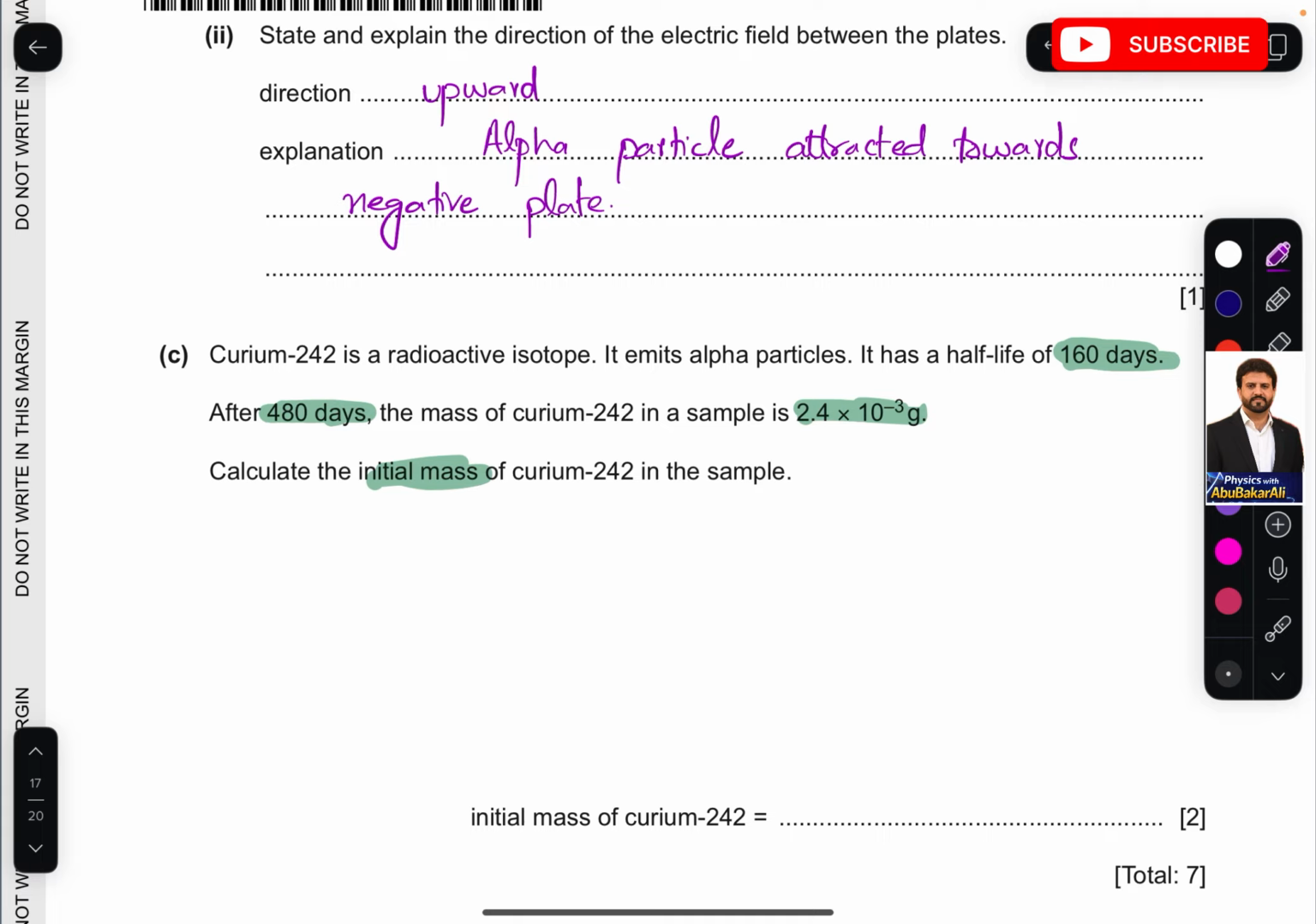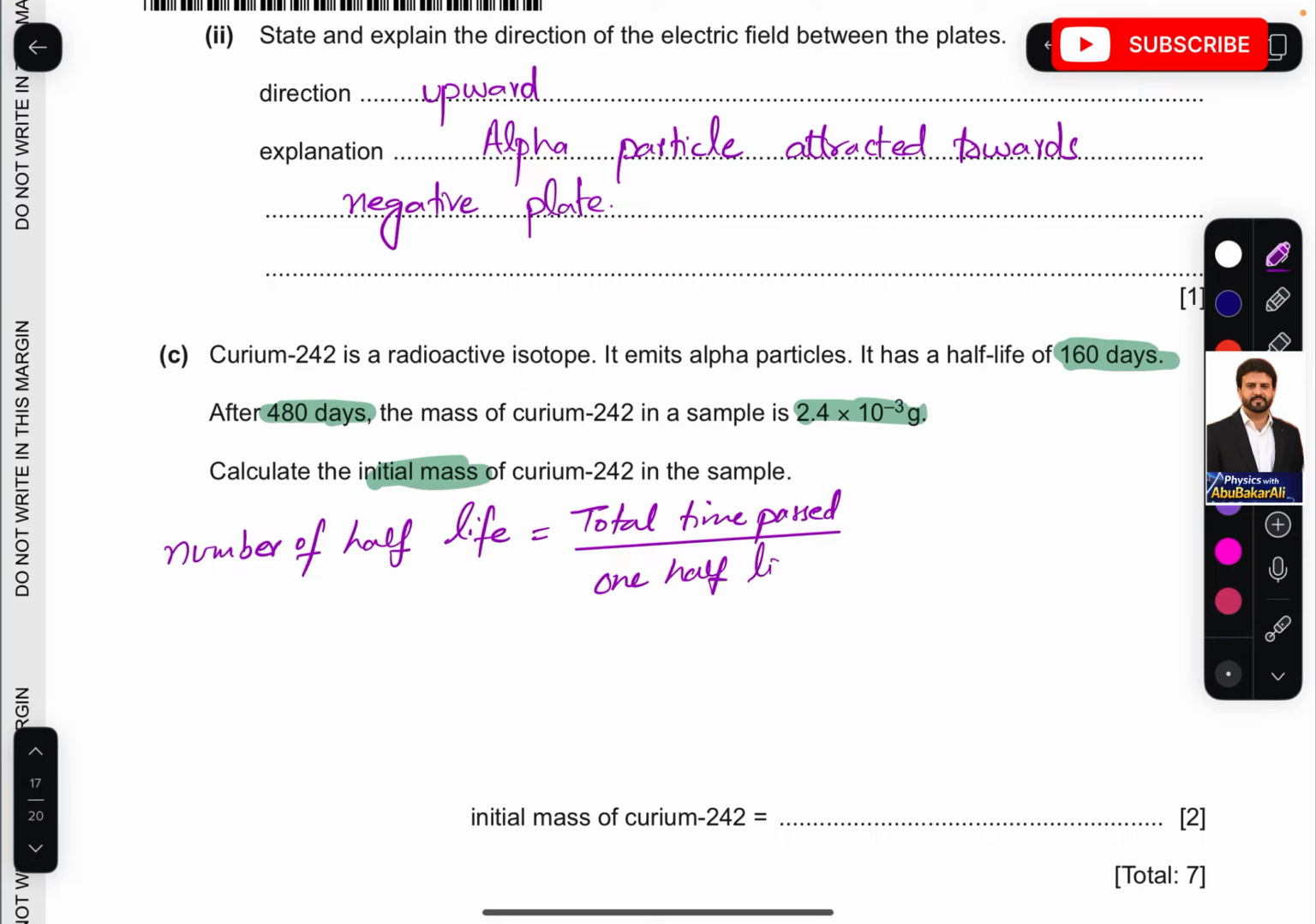Okay, what you have to do, but keep in mind this relation that I am writing down here. Number of half-lives is equal to total time passed divided by one half-life. This will make every question related to half-life very easy. When you do this, 480 days passed and half-life is 160, you will get 3. So you have three half-lives.